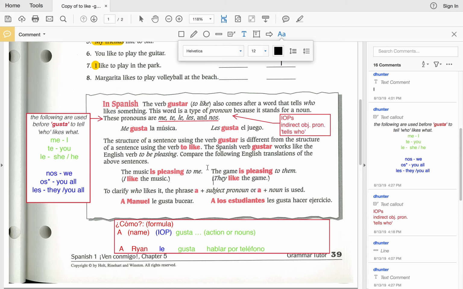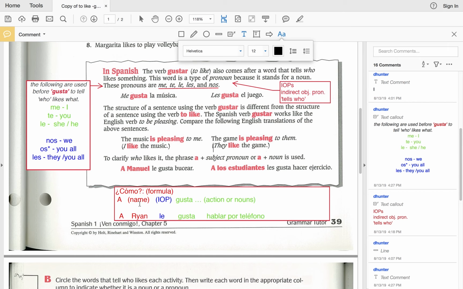We'll go deeper on when we can change gusta to anything else, but in this case, to tell who is being pleased, we need to change the indirect object pronoun me, te, le, nos, os, or les. Let's go over one more aspect.